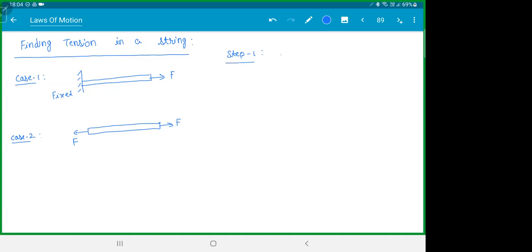So step one, assume the string is cut at the point. So wherever you want to find the tension, cut at the point where the tension has to be calculated.